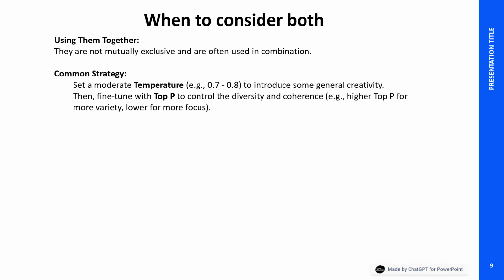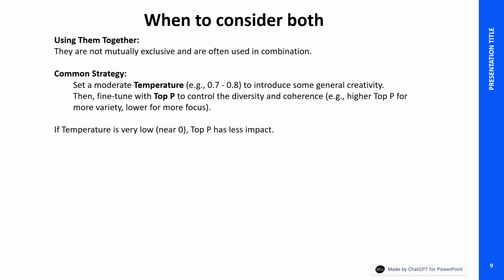So first you can use the temperature so that you don't lose all the tokens. And once you have generated some output using the temperature settings, you can decide to make it more diverse or more coherent within the token limits that have been generated. Then in that case, you can just update the top P value, right? You can set a higher top P for more variety, lower for more focus.